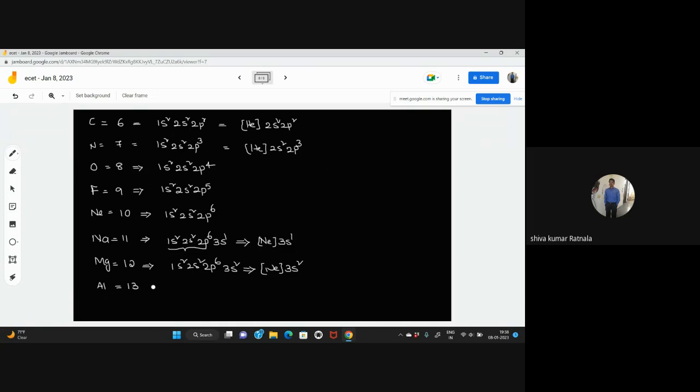Aluminum atomic number is 13. That is 1s2, 2s2, 2p6, 3s2, 3p1. This you can write as neon core 3s2, 3p1. Next comes silicon, 14. That is 1s2, 2s2, 2p6, 3s2, 3p2. Neon core 3s2, 3p2.